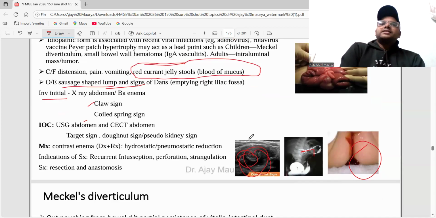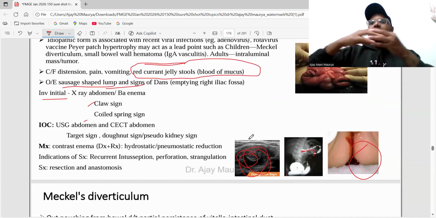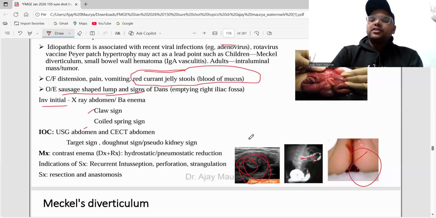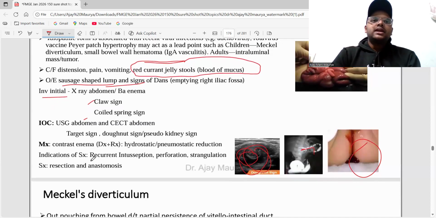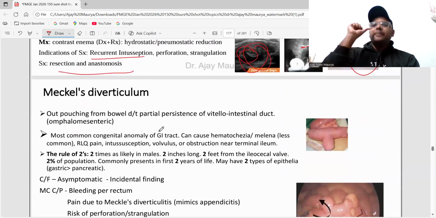Management will be contrast enema. You insert air via the rectum so that the telescoping comes back to normal; there is reduction. The indications for surgery are recurrence, perforation, and strangulation. Surgery is resection and anastomosis. Done, it's very easy.